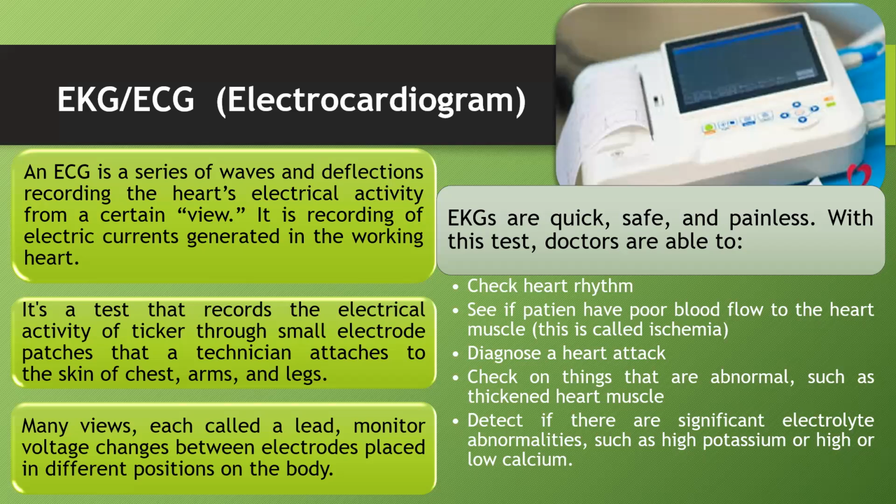With this test, doctors are able to check the heart rhythm, see if patients have poor blood flow to the heart muscle, which is called ischemia, diagnose a heart attack, check on things that are abnormal, such as thickened heart muscle, and detect if there are significant electrolyte abnormalities, such as high potassium or high or low calcium.